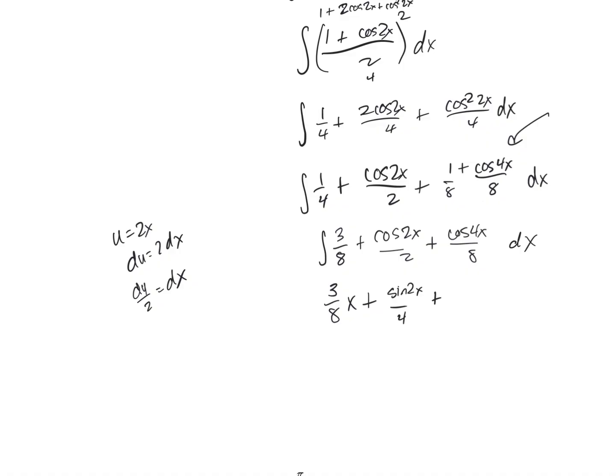And likewise, this will be sine of 4x. I have to unmultiply by that 4 and divide. So this will be the 8 on the bottom plus another 4 on the bottom is 32. Everybody good? We got one problem done. Plus C. Oh, beautiful.